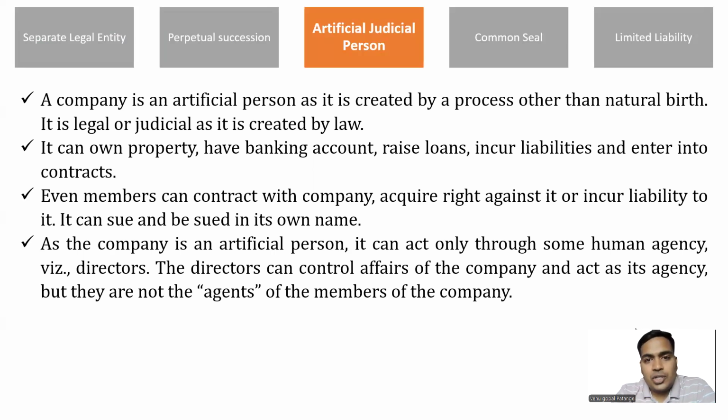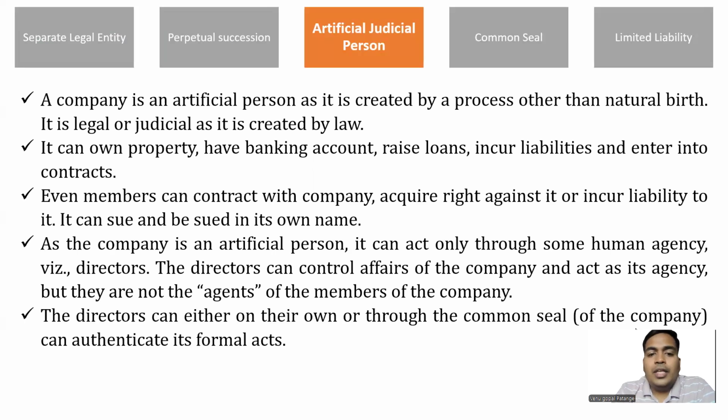Quite simple, quite straightforward. Then how do these directors enter into transactions? They enter into transactions through the common seal or on their own. What is a common seal? What are the options available for a company? We'll discuss in detail.